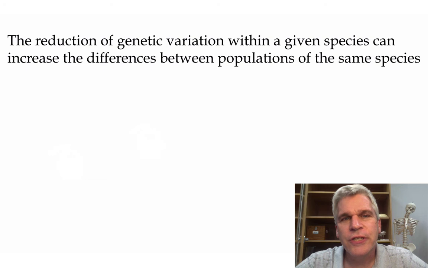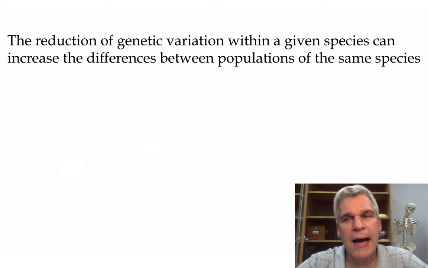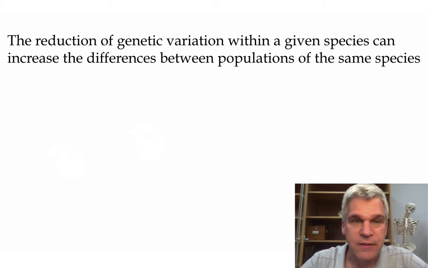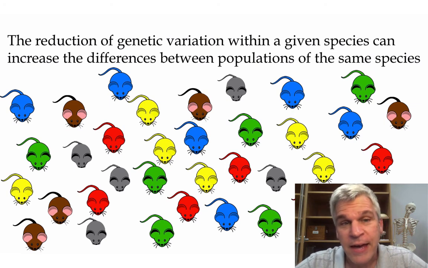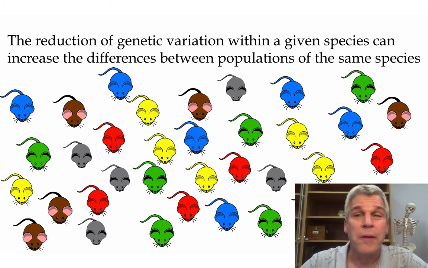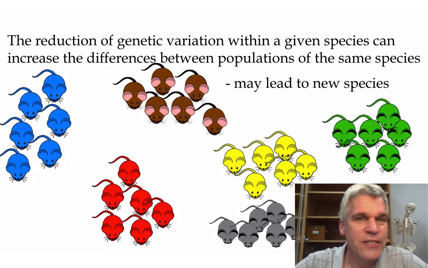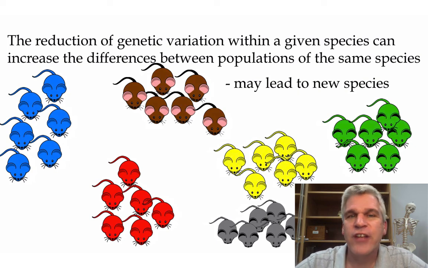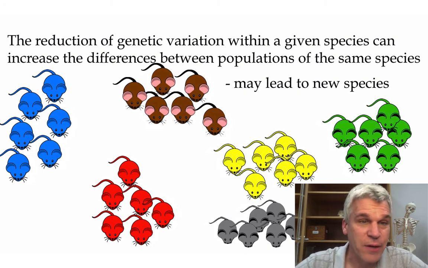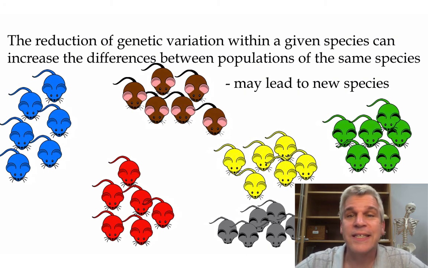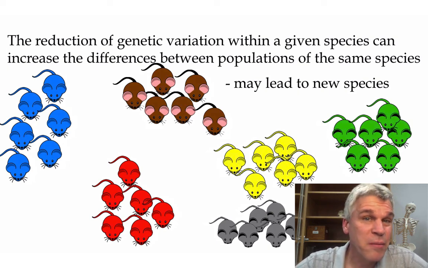Now, the reduction of genetic variation within a given species can increase the differences between populations of the same species. So what do I mean by that? Well, let's go back to our original mouse population. Maybe some of these mice like to mate with other members of the same color, and so they develop their own little groups. Well, this can lead to new species. You see, we just reduced the genetic variation for that gene pool because they're only mating with members that have the same color, and that can increase the differences between these populations, which ultimately, if they stop mating with one another, can become a new species.